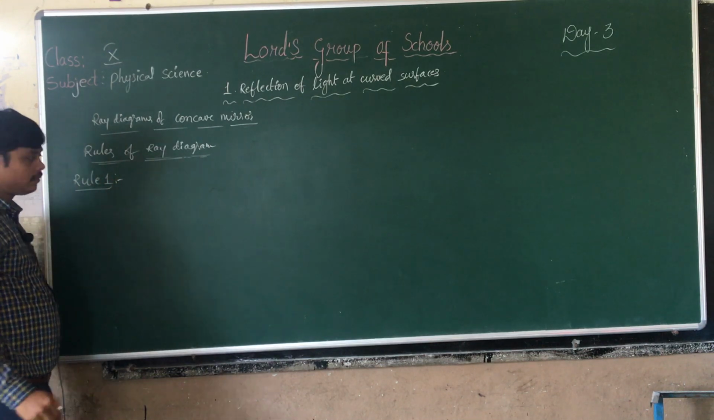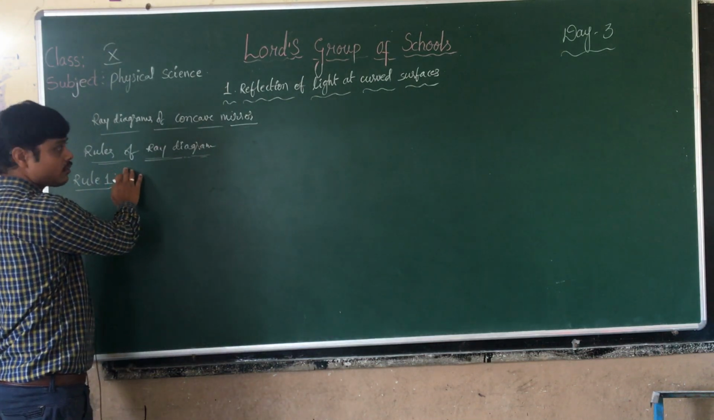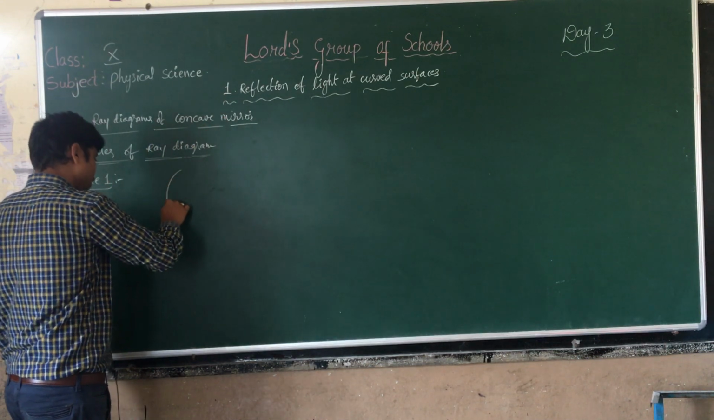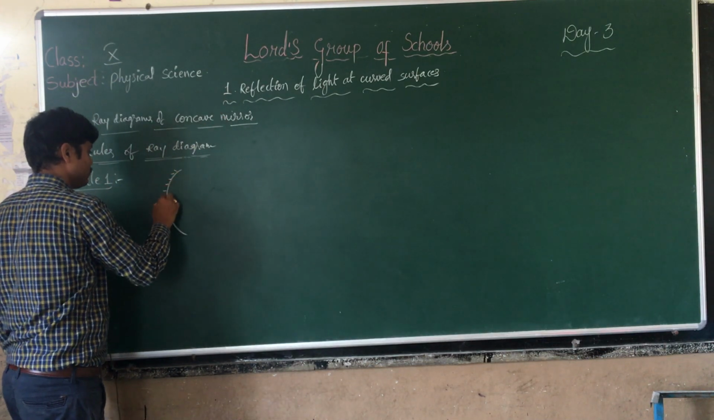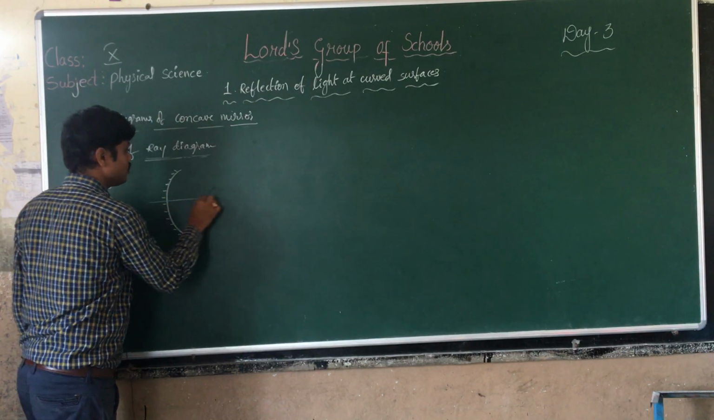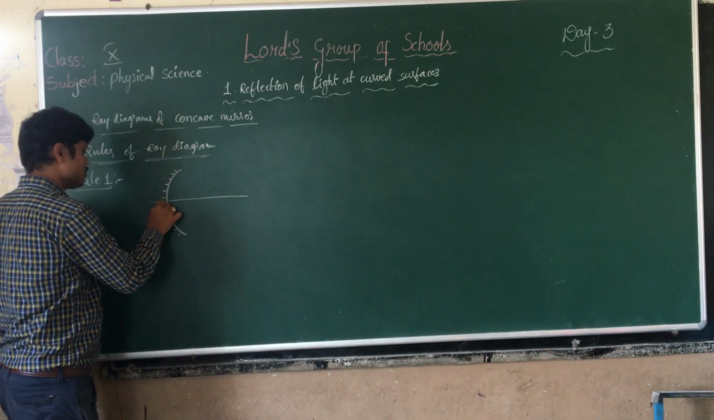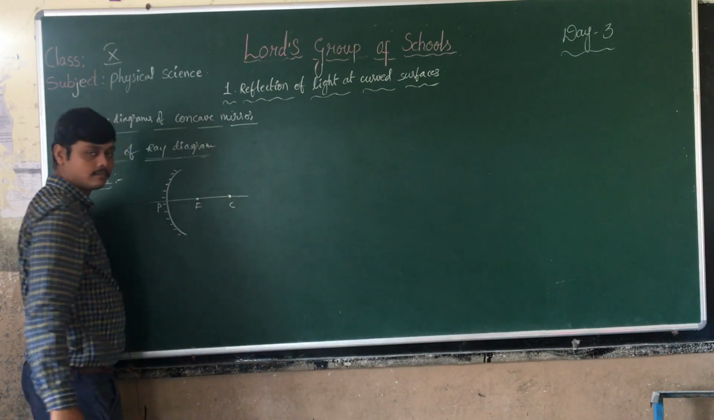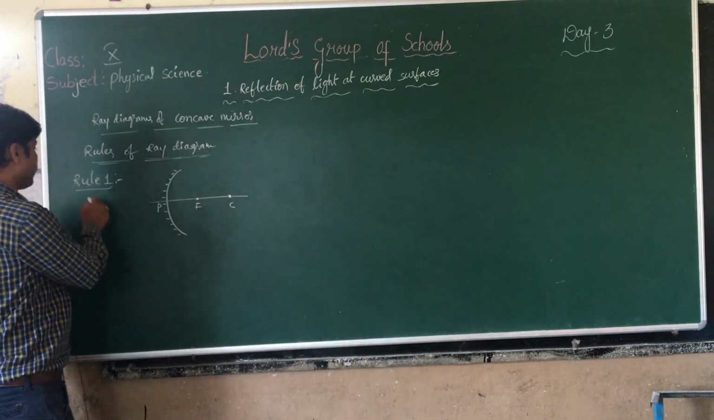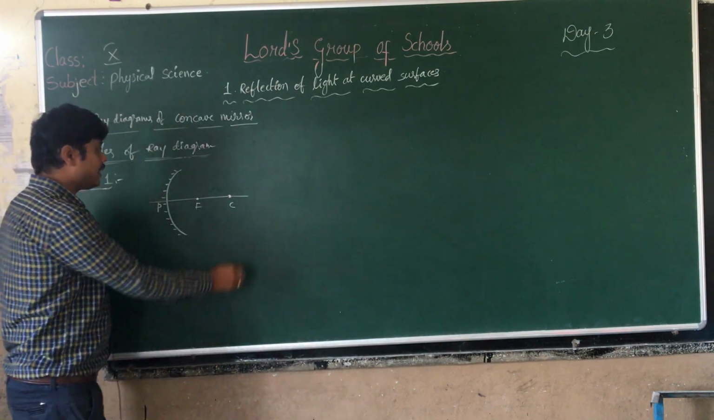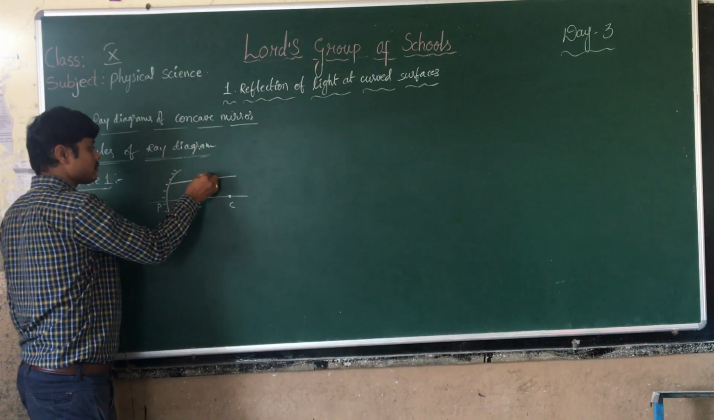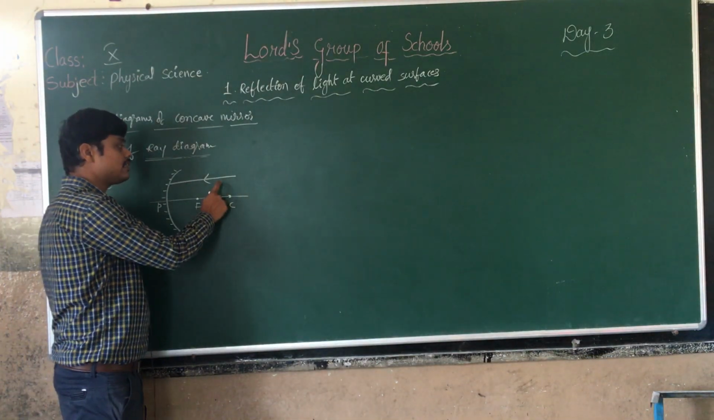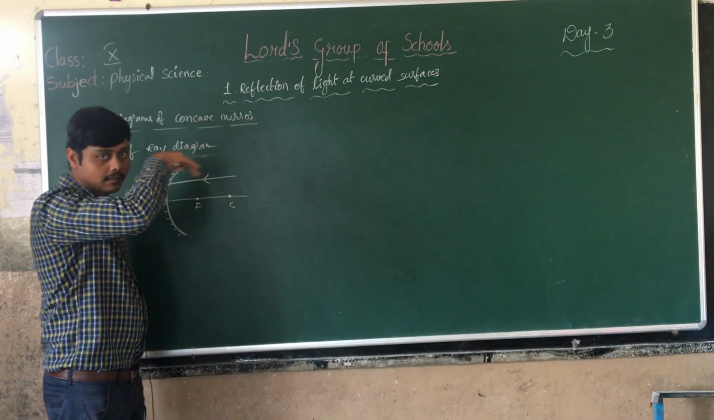So in rule 1, let us check. I am discussing the rules of ray diagram for concave mirror only. Now let us take a concave mirror here, and you know this principal axis, and this is pole, this is focus, and this is center of curvature. And in rule 1, a light ray which is parallel to principal axis, obviously this must be from infinity distance.